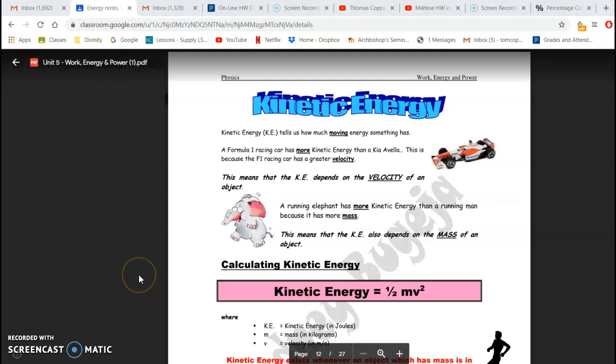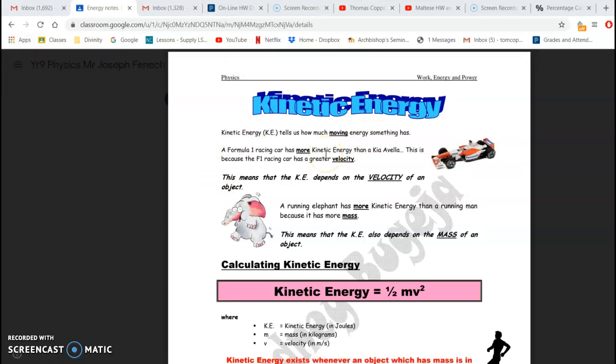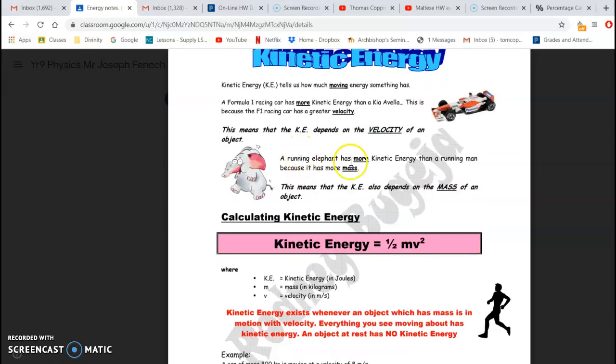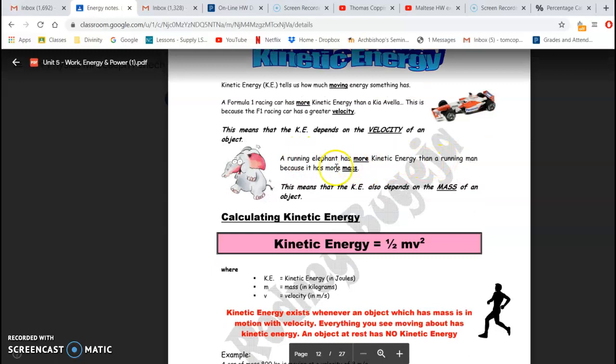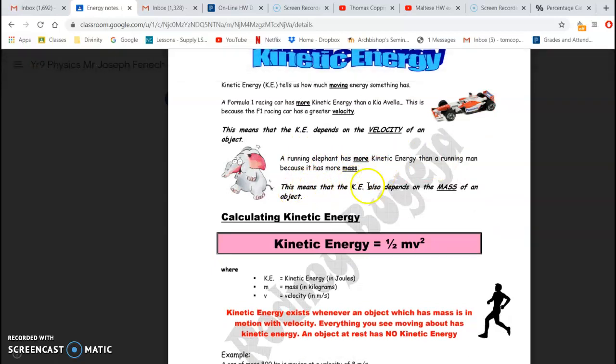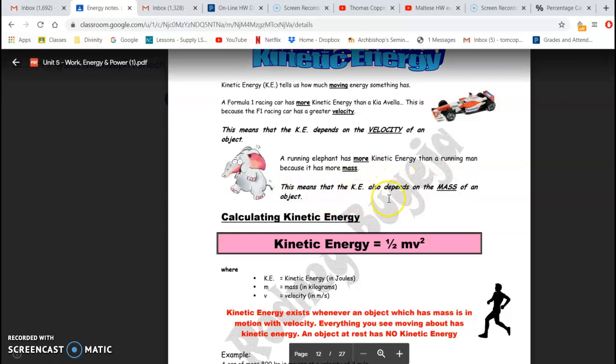Moving on to kinetic energy, and we'll end the video here. Kinetic energy tells us how much moving energy something has. For example, a Formula 1 car has more kinetic energy than a Kia, which is like a normal car. This is because the F1 car has a greater velocity. This means that the kinetic energy depends on the velocity of an object. Now, a running elephant has more kinetic energy than a running man because it has more mass. So kinetic energy also depends on mass and velocity.